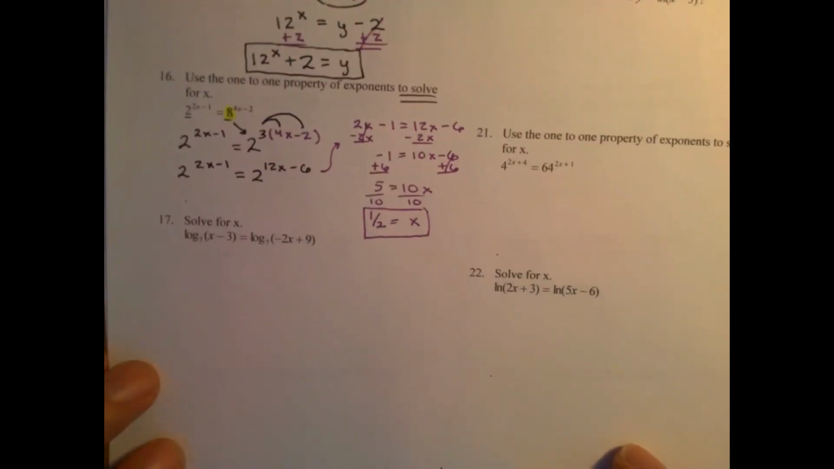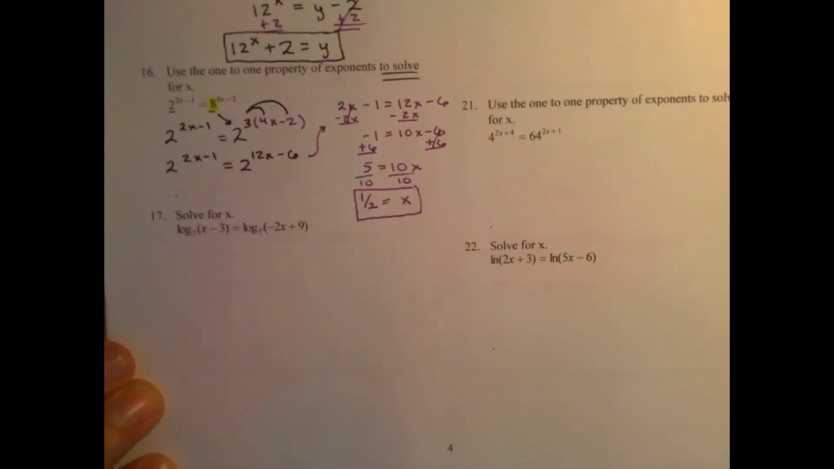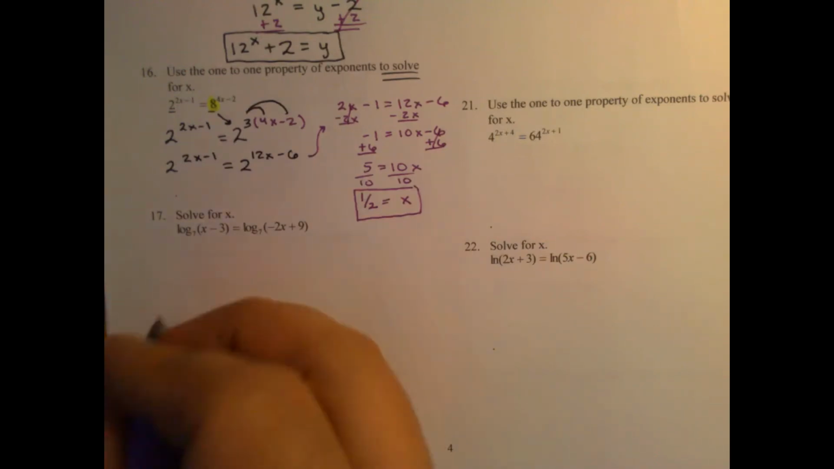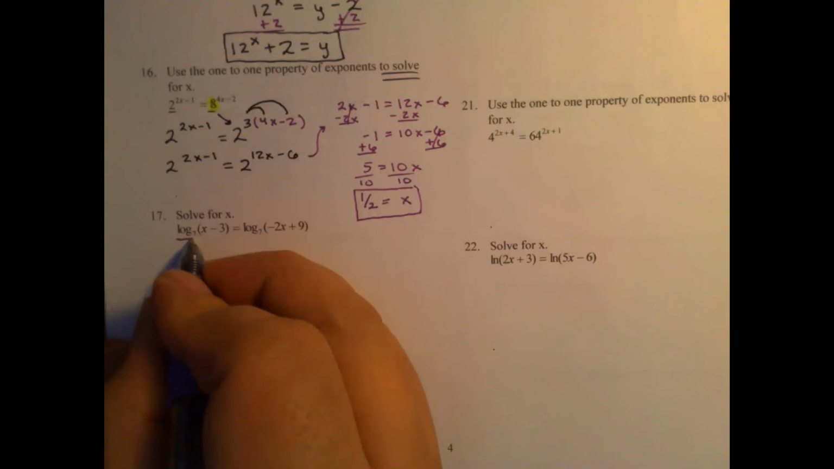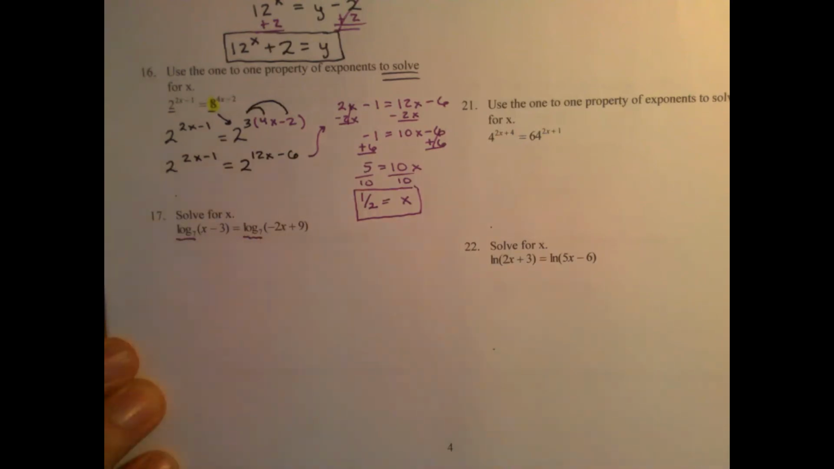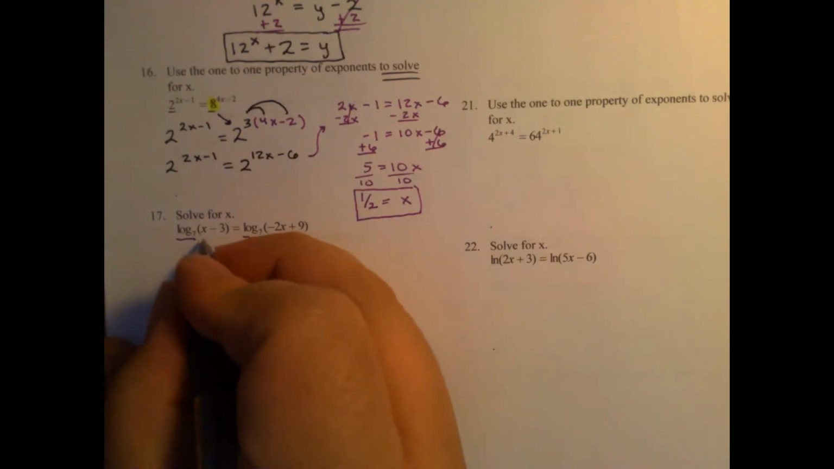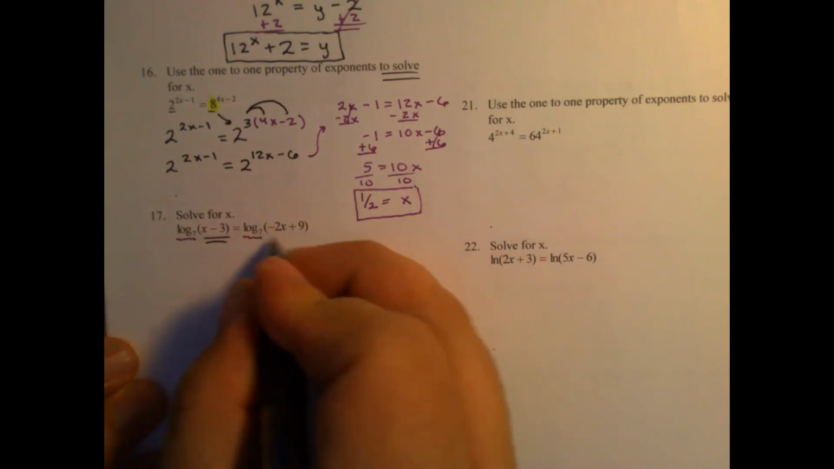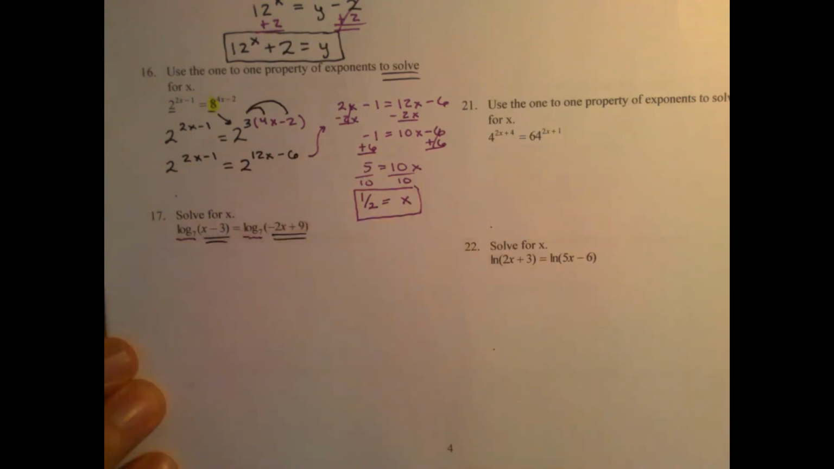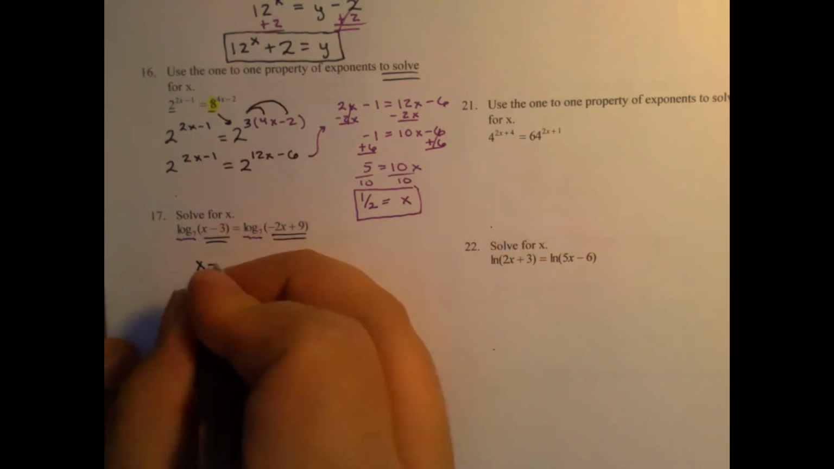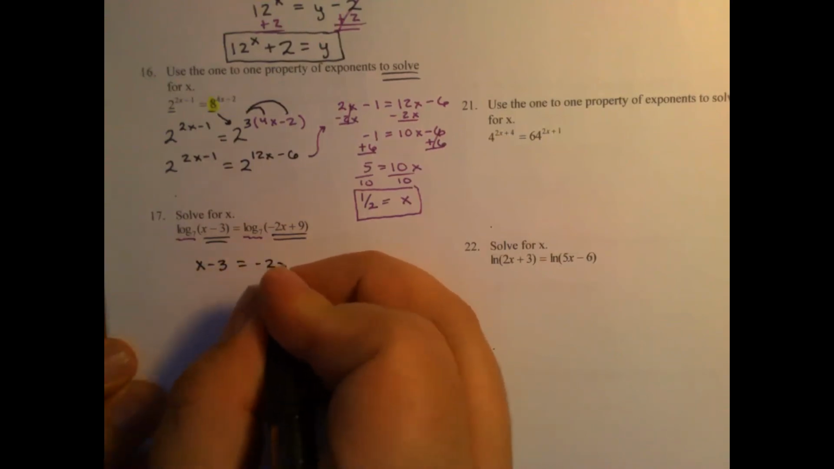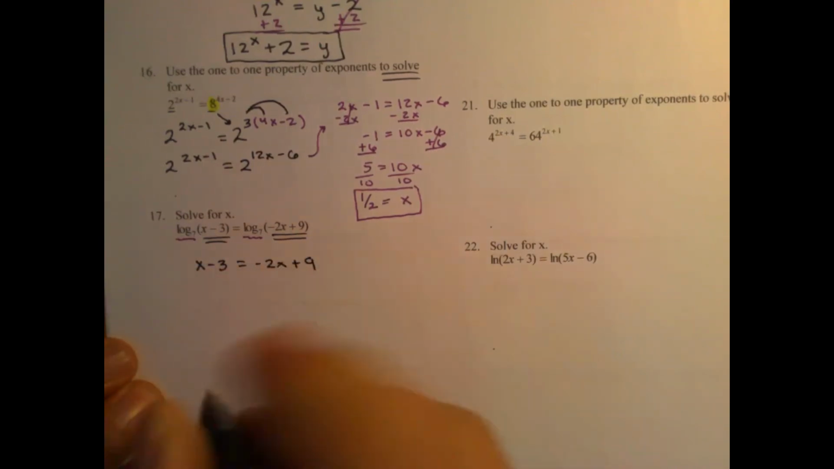And finally, for number 17. Now, number 17, it is a log, so I will have to check my answers afterwards. But this one says log base 7. That one says log base 7. Well, that can only happen if this x minus 3 is equal to the negative 2x plus 9. Then that's it. That's my setup. I make them equal to each other. And then I start solving.